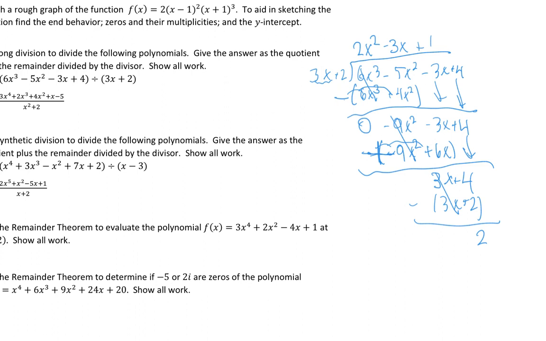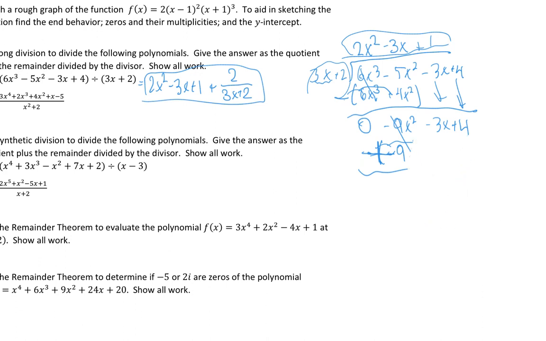So give the answer as the quotient, which is this part. The quotient is what you get out from the division, plus the remainder, which is 2, divided by our divisor, which was this. So putting it together, we're going to get 2x squared minus 3x plus 1 plus our remainder over what we were dividing by. And that's the answer.